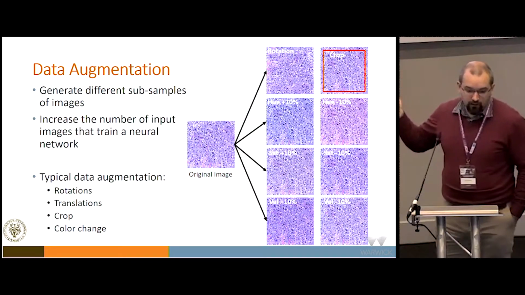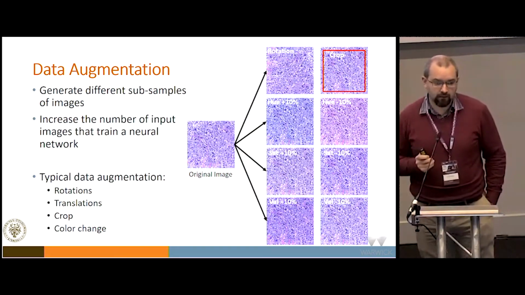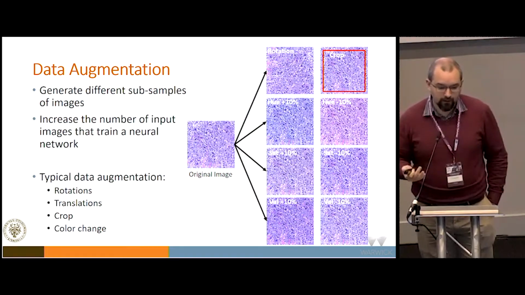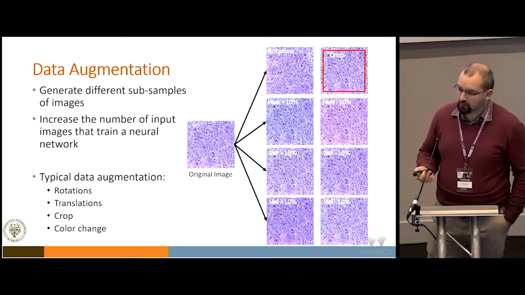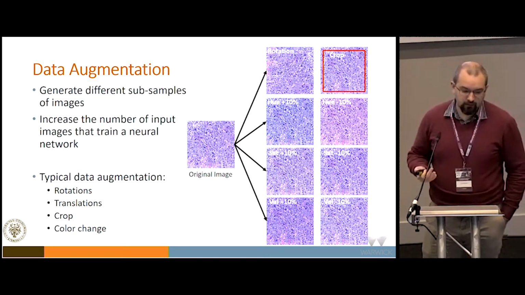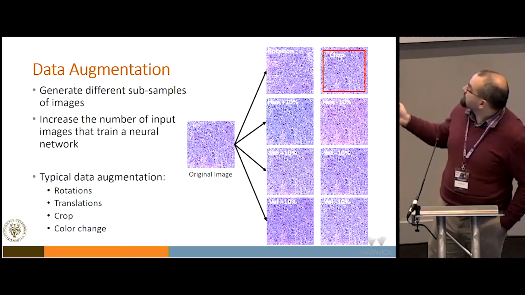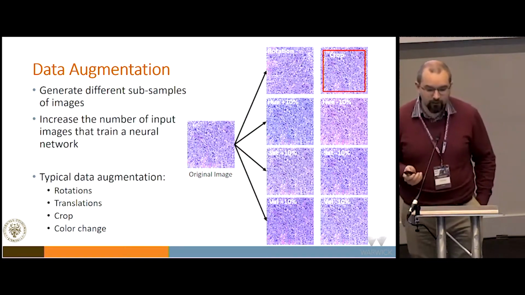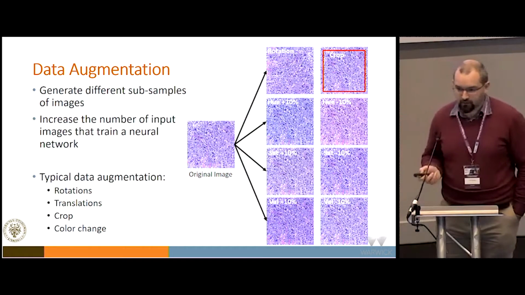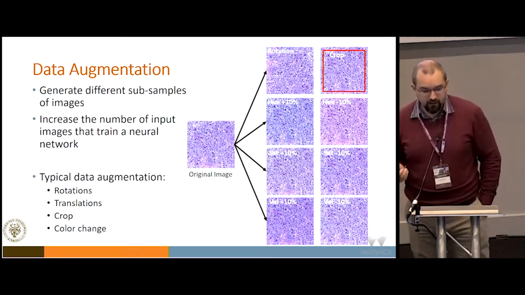So there was a rotation, a crop of the image, and we basically focused our method on creating new images by changing the colors. In this case, I show the examples of hue, saturation, and value, so the images are no longer in the RGB space, but in the HSV space.